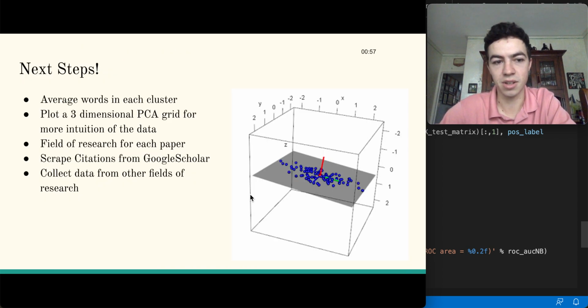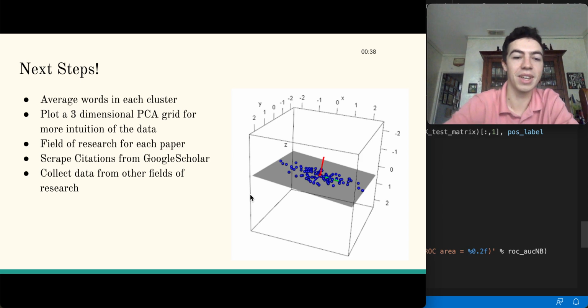Next steps, I definitely think I want to do 3D PC analysis. Never graphed in 3 dimensions before. I want to add more information to my database and scrape the citation rates for these articles from Google Scholar, if they'll allow me to.